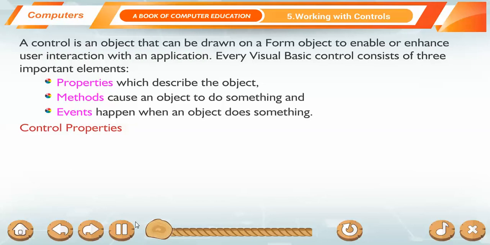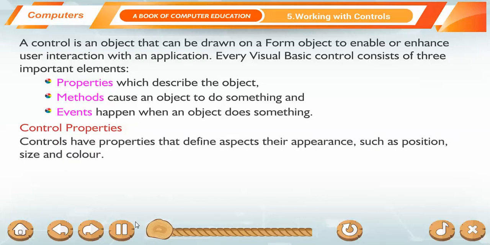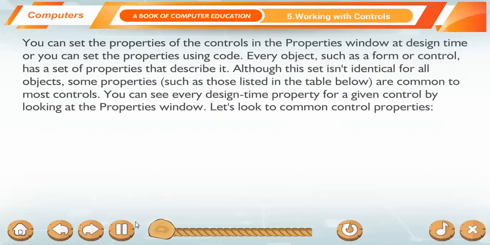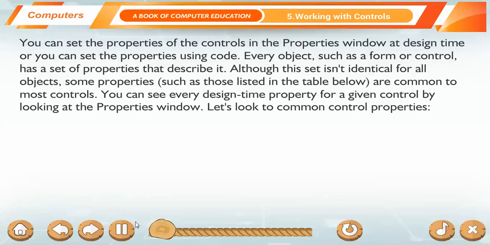Control properties. Controls have properties that define aspects of their appearance, such as position, size, and color. You can set the properties of the controls in the Properties window at design time, or you can set the properties using code. Every object, such as a form or control, has a set of properties that describe it. Although this set isn't identical for all objects, some properties, such as those listed in the table below, are common to most controls. You can see every design time property for a given control by looking at the Properties window.